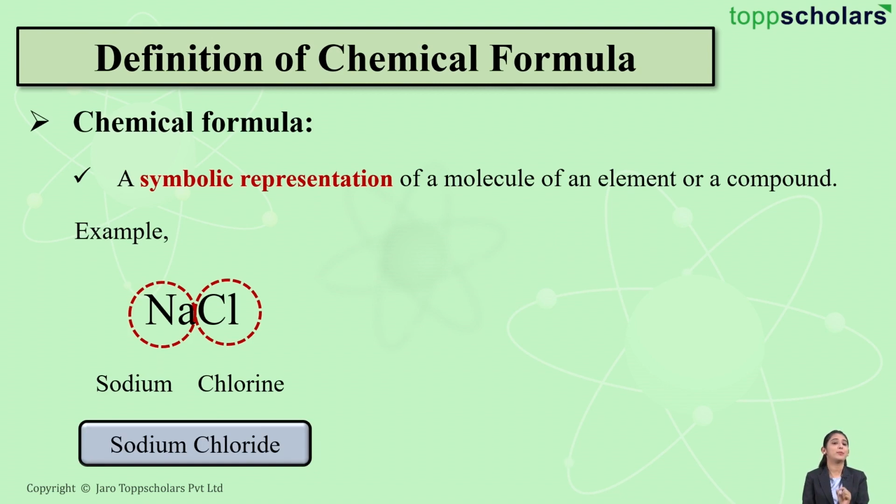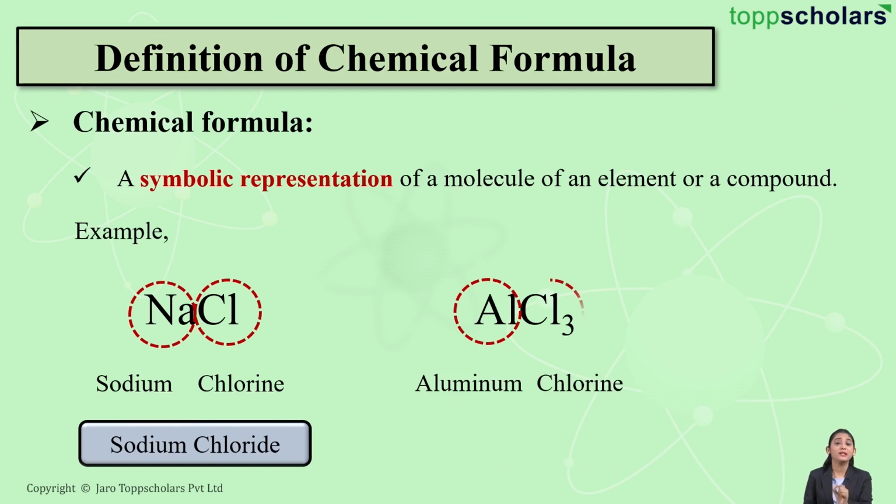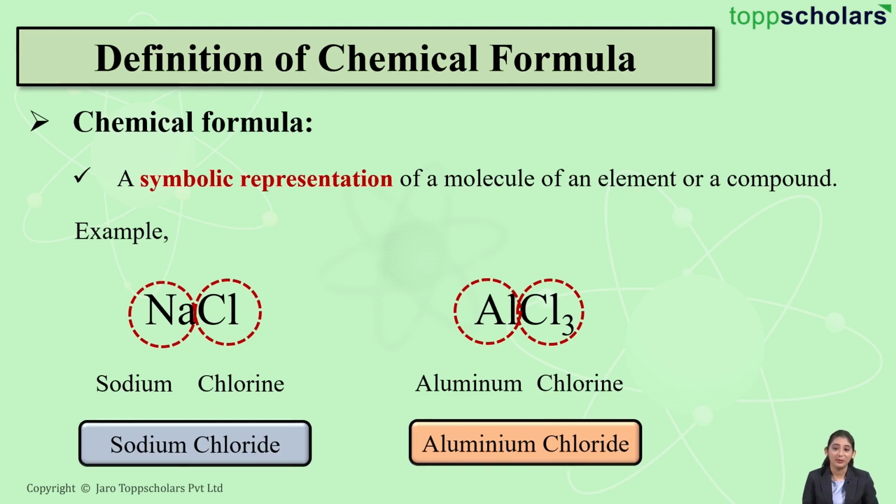Sodium chloride is made up of sodium, which is represented by the symbol Na, and chlorine, which is represented by the symbol Cl. Now, let's have one more example. Here I have AlCl3. Now friends, tell me, what does the symbol Al represent? Yes, the symbol Al represents aluminium. And what about Cl? Yes, the symbol Cl represents chlorine. So here we have a compound, aluminium chloride, which is made up of two elements, aluminium, represented by Al, and chlorine, represented by Cl.